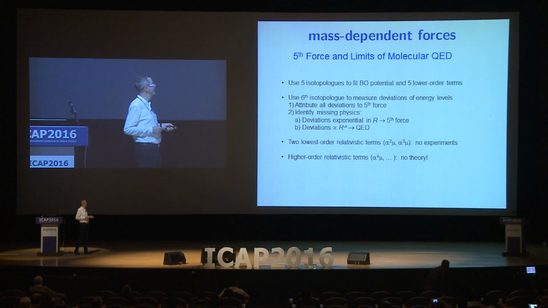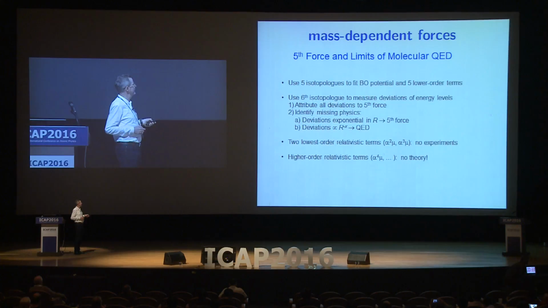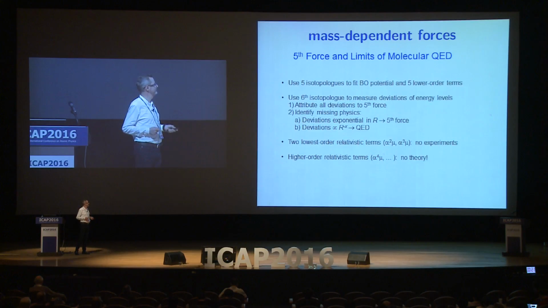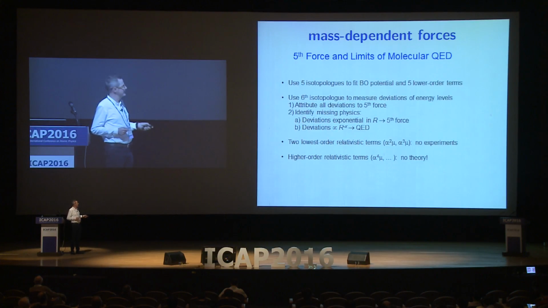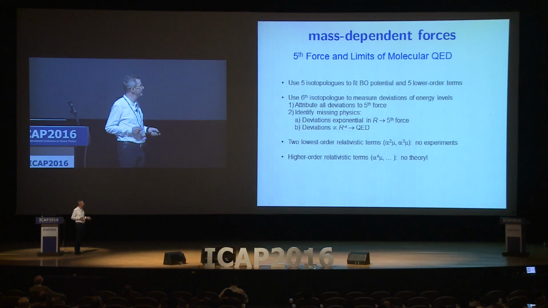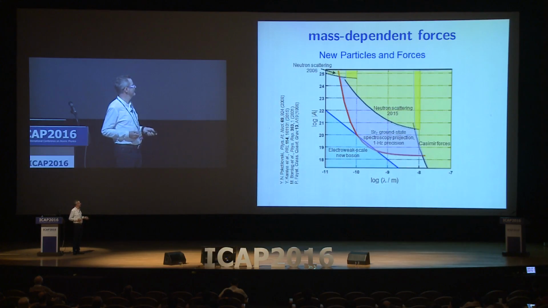and then use the 6th to measure deviations of the energy levels. Now, we know from theory that if the deviations are inversely proportional to the interatomic distance, this is due to QED. If they are exponential in R, this is due to the 5th force. Let me stress that this is a very challenging project just because nobody computed thus far the terms that are proportional to alpha square mu and alpha cube mu. And alpha to the 4th mu is not even defined by theory.